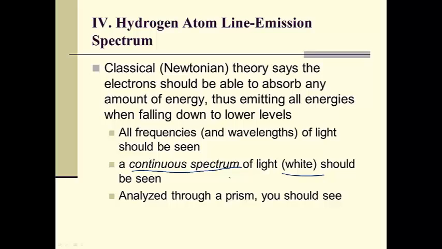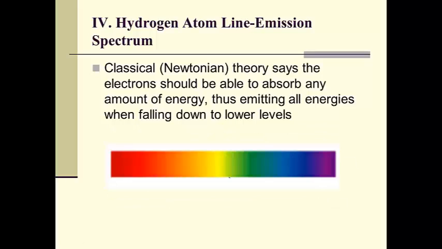If you analyze white light through a prism, you see what's called a visible spectrum. All the frequencies of red gradually change to orange, which gradually changes to yellow, etc. ROY G. BIV, all the way up to violet.